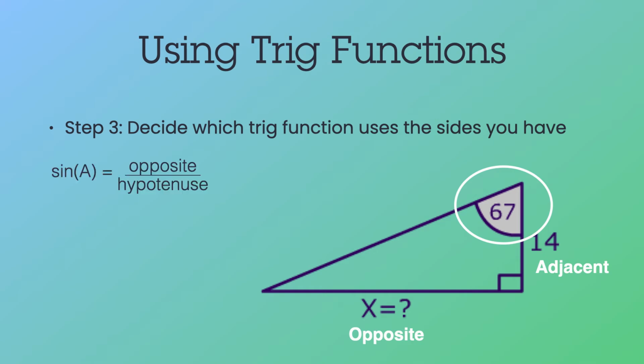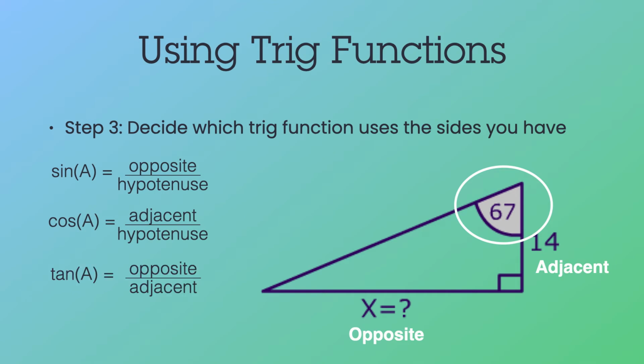So just as a refresher, the sine of your angle is the opposite side over the hypotenuse. Cosine of your angle is the adjacent side over the hypotenuse. And tangent is the opposite side over the adjacent side.